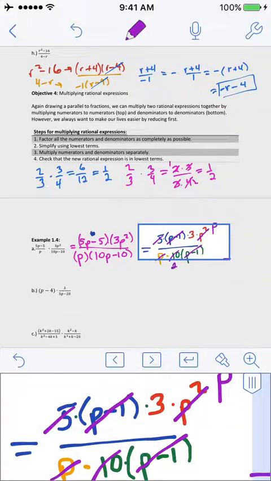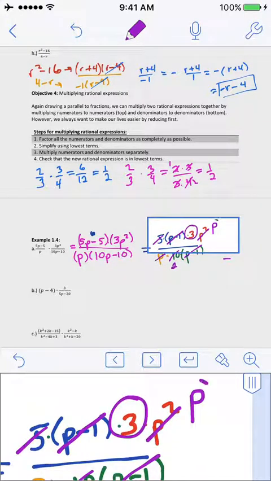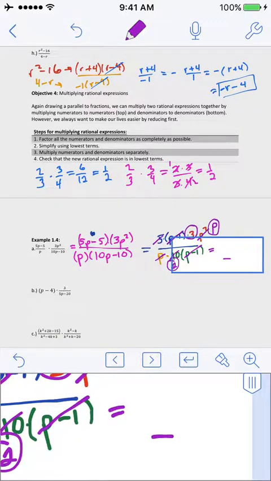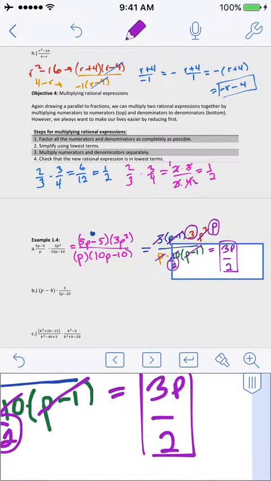So after I've finished canceling, I've got a 3, a p, and a 2. Creates my final product of 3p over 2. 3p over 2. And we're done.